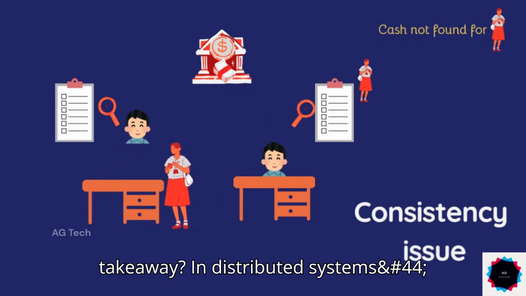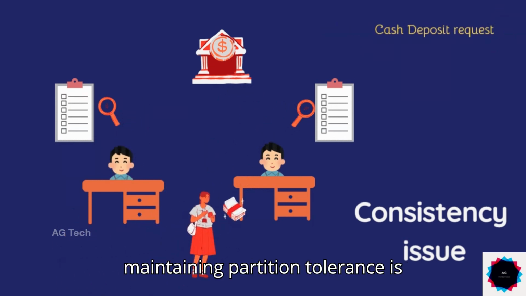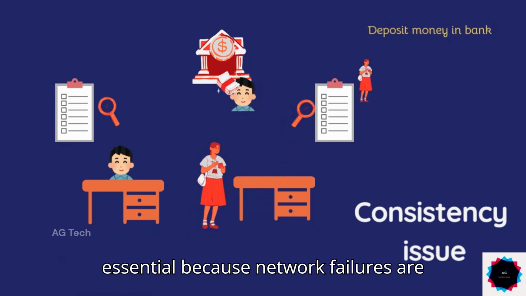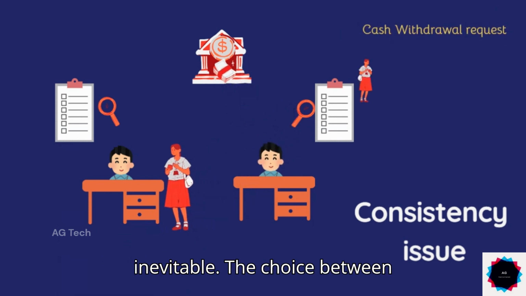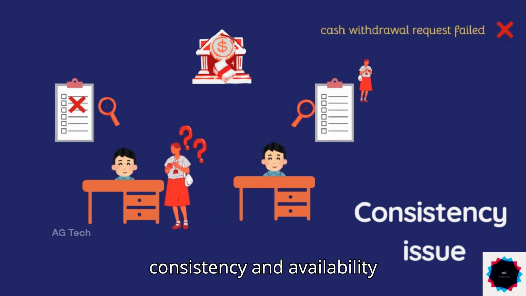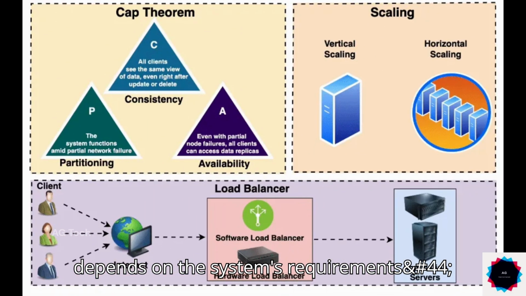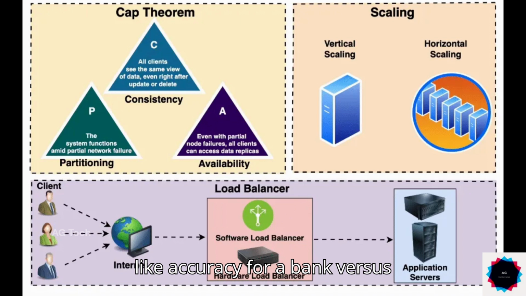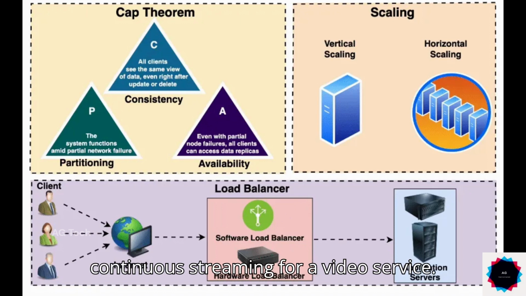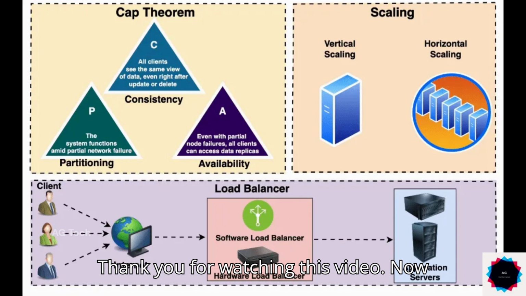Key takeaway: In distributed systems, maintaining partition tolerance is essential because network failures are inevitable. The choice between consistency and availability depends on the system's requirements, like accuracy for a bank versus continuous streaming for a video service.